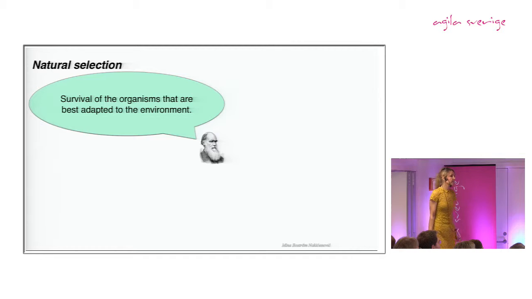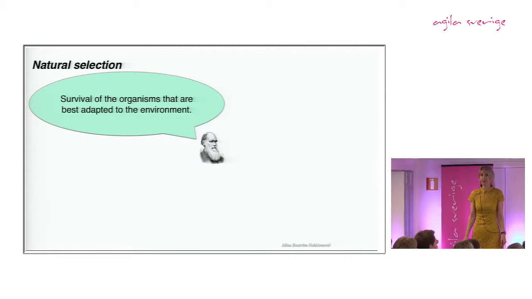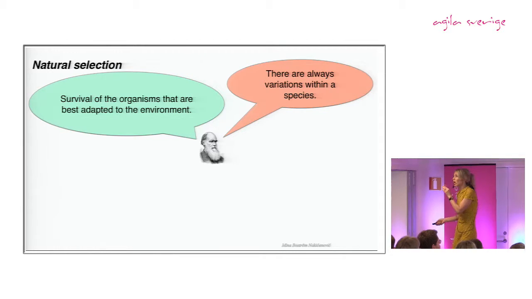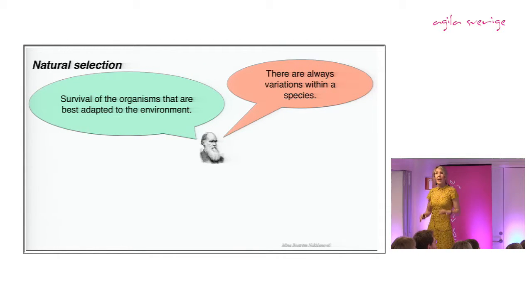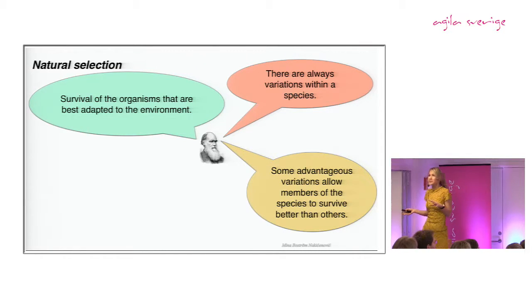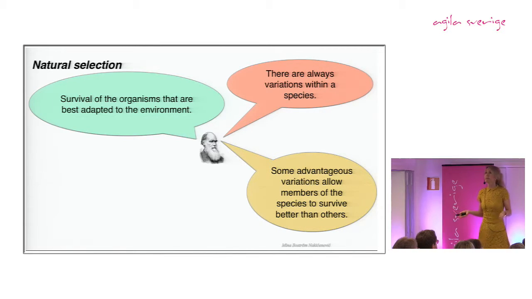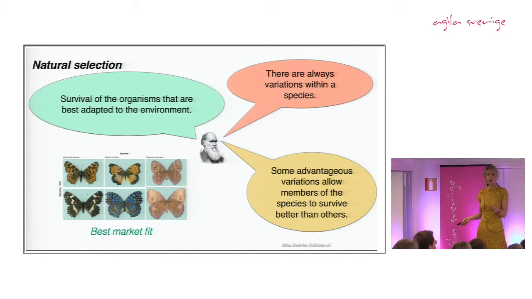Natural selection is the survival of organisms that are best adapted to the environment. But there are always variations within the species. And some advantageous variations allow a lone member of the species to survive better than the others. It's nothing else than the best market fit. And the art and science is to capture those advantageous variations which can maybe guarantee survival on the tough business market.